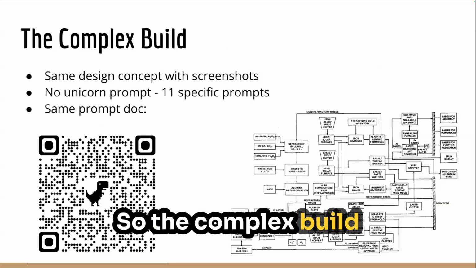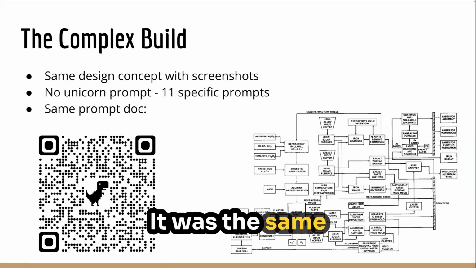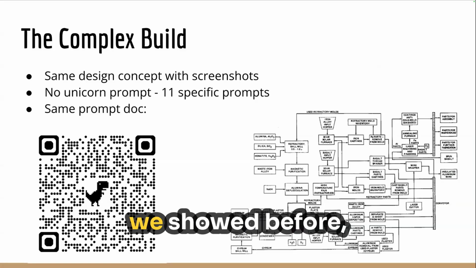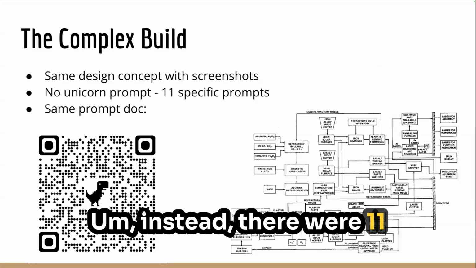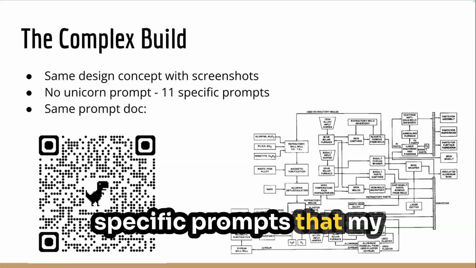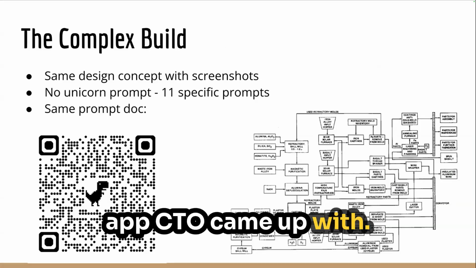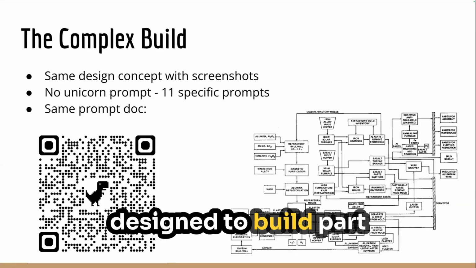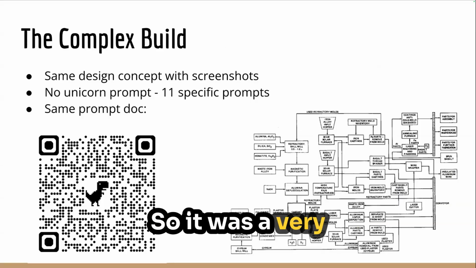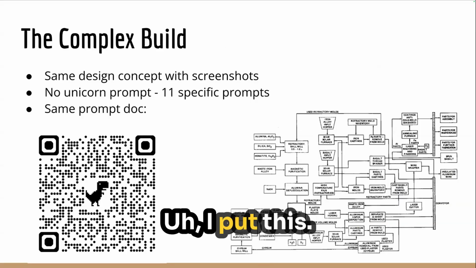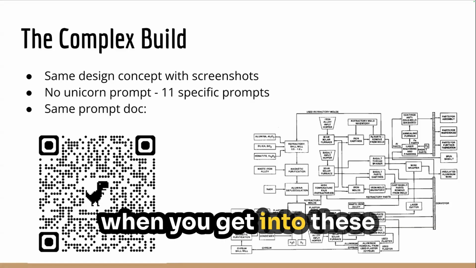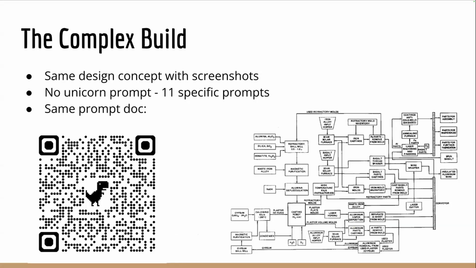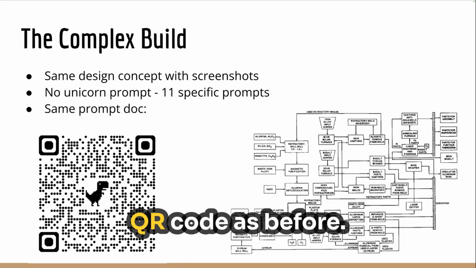So the complex build was a little bit different. It was the same design concept as the screenshots that we showed before, but I did not use the unicorn prompt. Instead, there were 11 specific prompts that my app CTO came up with, and each was designed to build part of the app. So it was a very iterative build. I put this nice complex image over there because that's kind of what it feels like when you get into these more complex builds.